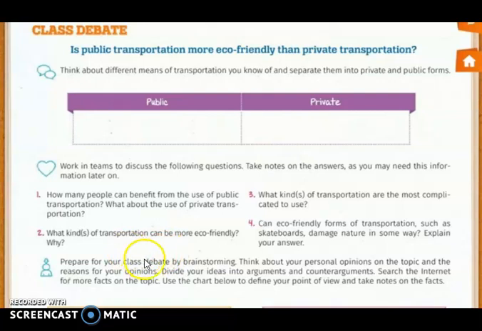Number two, what kinds of transportation can be more eco-friendly and why? For example, bicycle, because we didn't use fuel.